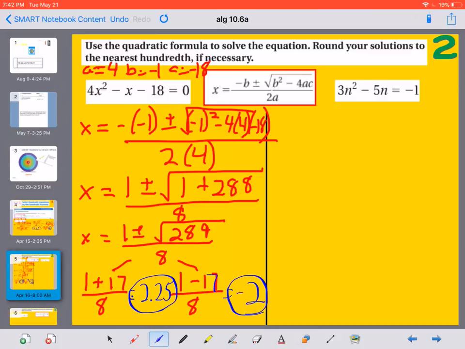Alright, on this one we have to move over our 1. So we get 3n squared minus 5n plus 1 equals 0. Our a is going to be 3. Our b is going to be negative 5. And our c is going to equal 1.